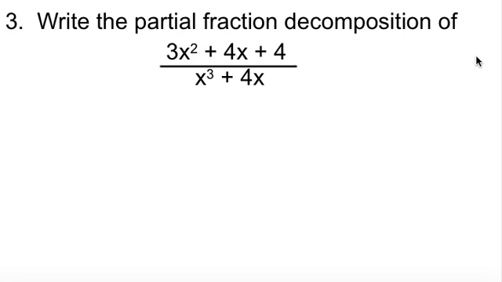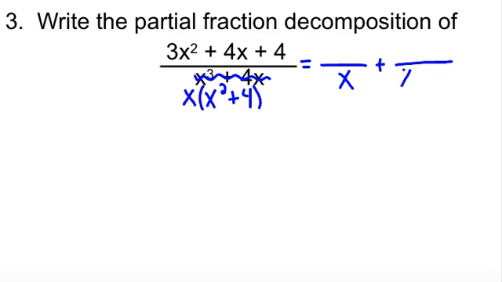So on number 3, we want to find the partial fraction decomposition of this. So we're going to start out the same way. We're going to factor the denominator. So we're going to take out an x, which leaves us with x squared plus 4. All right, now we cannot factor x squared plus 4 any further using real numbers. So we're going to go ahead and split into our factors. One of them is x. So one of our denominators is x. And the other denominator is x squared plus 4.